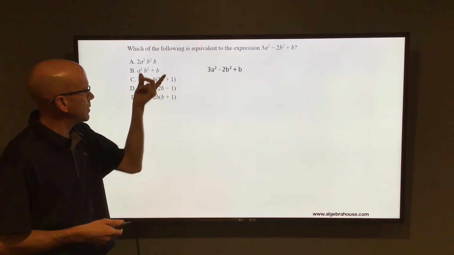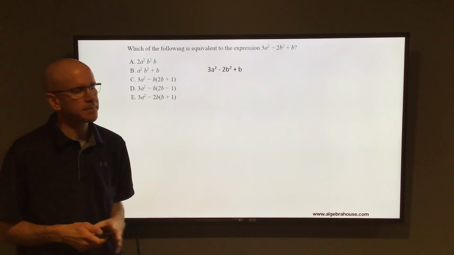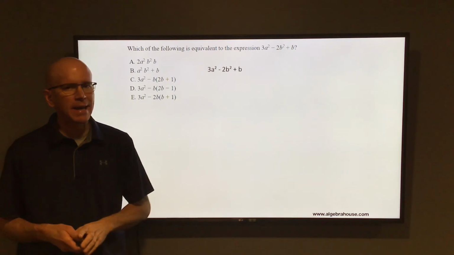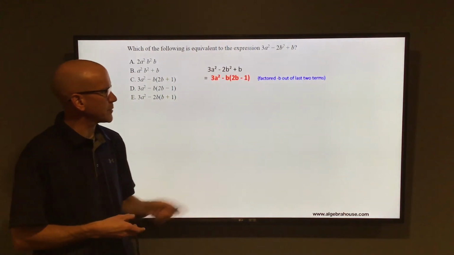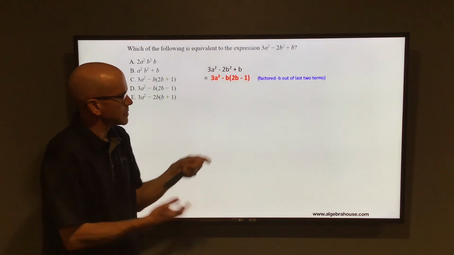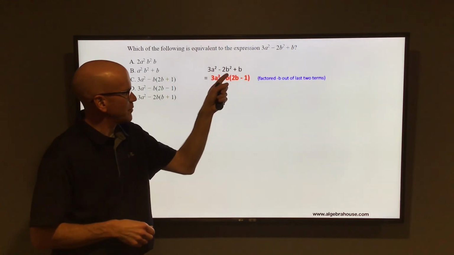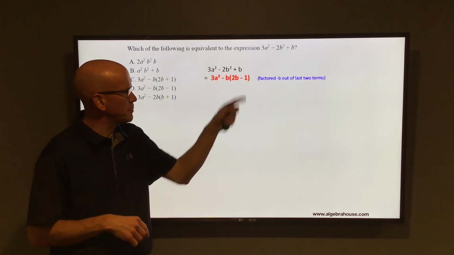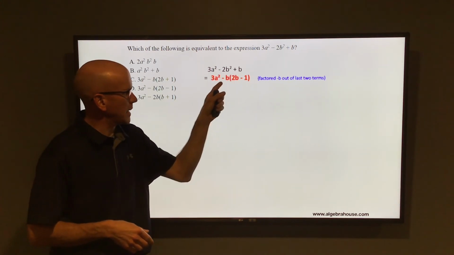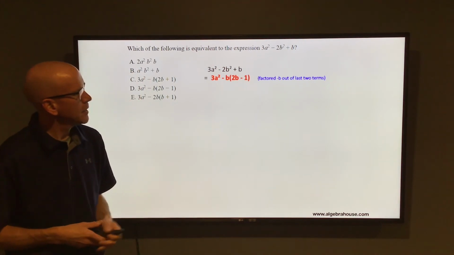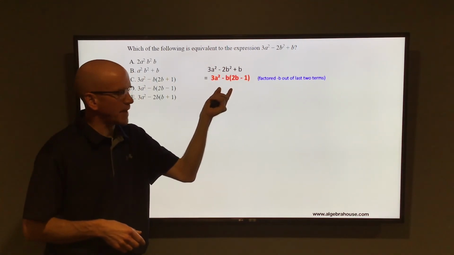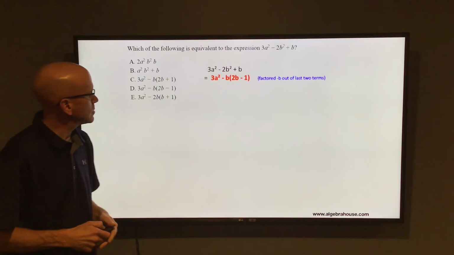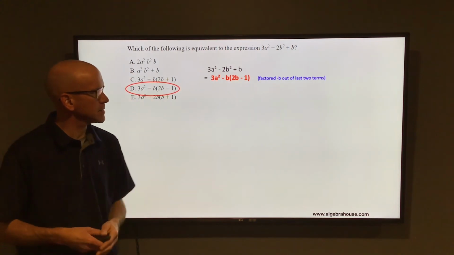And keep in mind, you have to match one of these answer choices. So looking at those last two terms, you could factor a negative b out. If you factor a negative b out of those last two terms, divide negative 2b squared by negative b, that would be 2b. And divide b by negative b, that would be negative 1. So taking those last two terms, factor a negative b out, and you'll have negative b times 2b minus 1. So the answer that matches up with is this letter D.